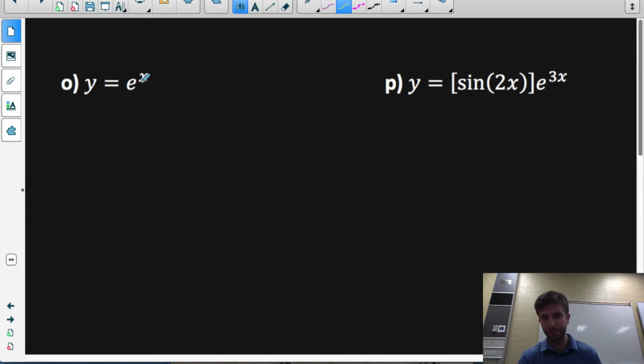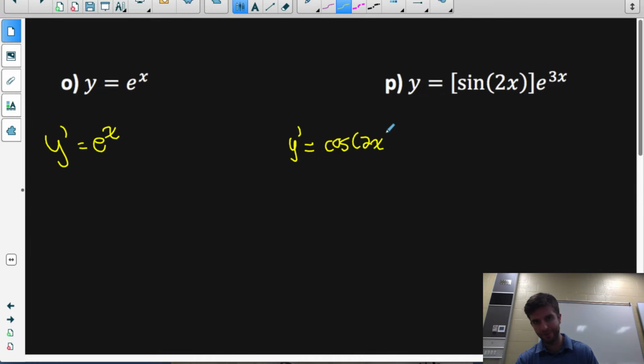Let's do two more really quickly. This one's super easy. The derivative of e to the x is just e to the x. This one I'm going to need product rule for. Derivative of sine of 2x would be cos of 2x times 2, so I'll write that as 2 cos of 2x, times e to the 3x, plus the derivative of e to the 3x, which would be e to the 3x times 3, so 3e to the 3x, times the sine of 2x function.